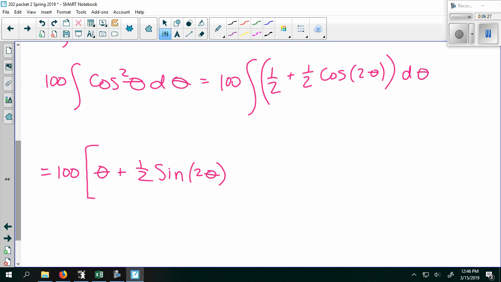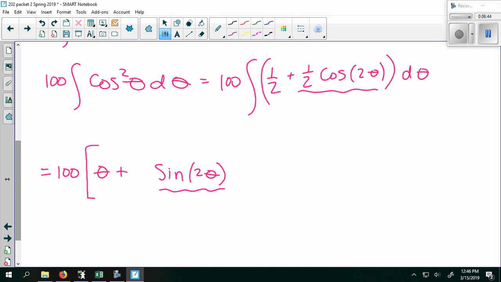Okay, so let me check this. If I take the derivative of this, do I get this? So the derivative of sine 2 theta is cosine 2 theta times 2, which means this cancels to give me a 1. But I want that to be a 1/2.